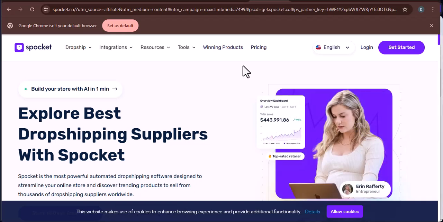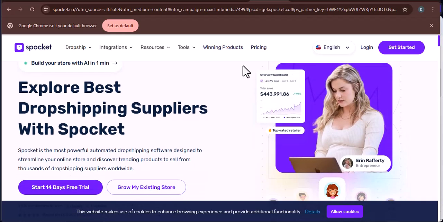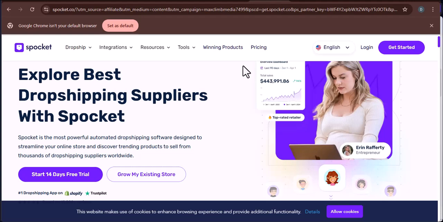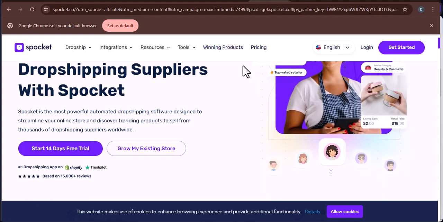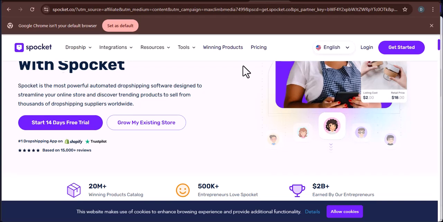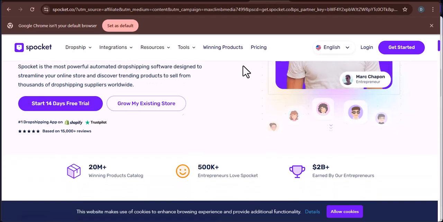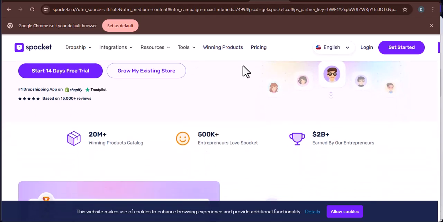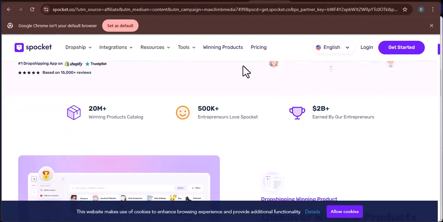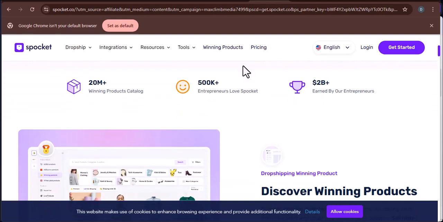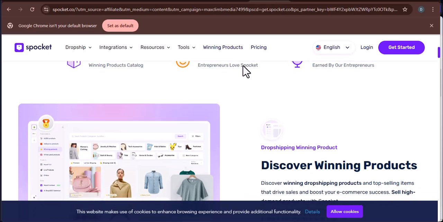What if I told you there was a secret weapon in your dropshipping arsenal? One that could unlock untapped niches, reveal winning products, and even fine-tune your marketing strategies. No, I'm not talking about a magic wand or a crystal ball. I'm talking about something far more powerful, something often overlooked but absolutely critical to long-term success.